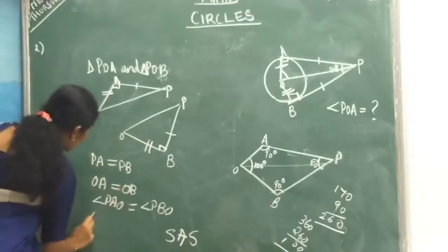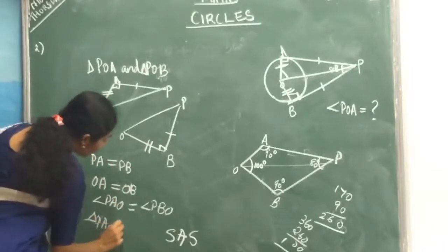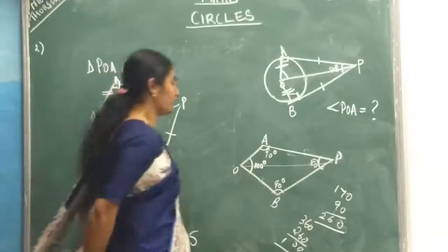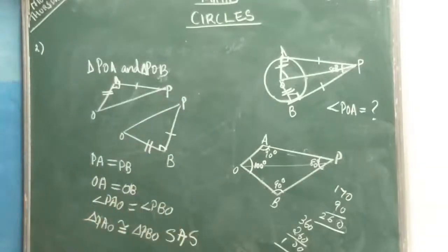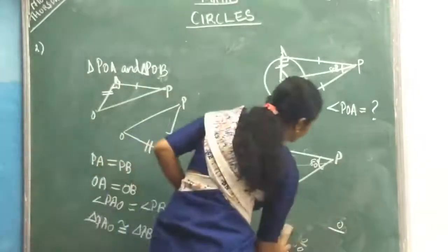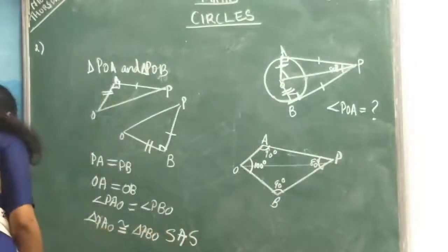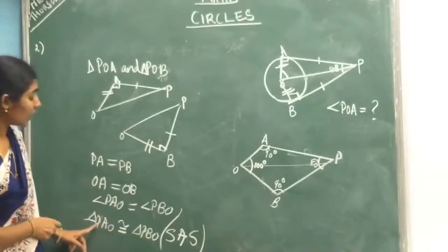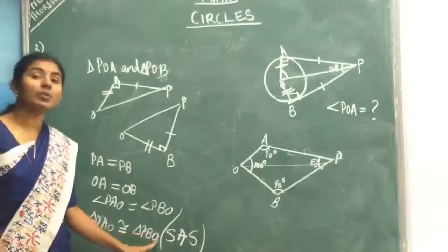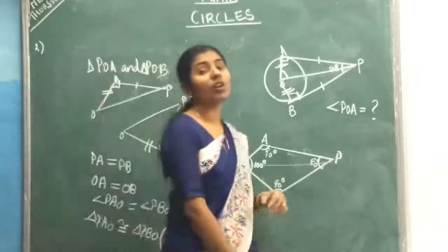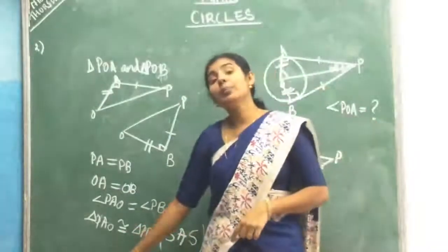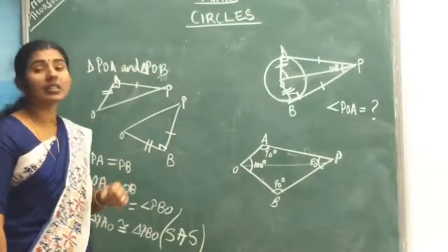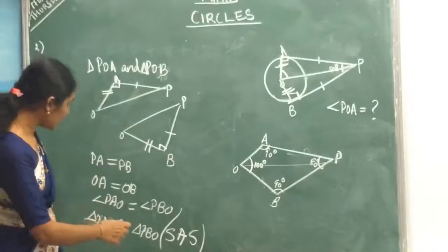So, what can you say? Triangle PAO congruent to triangle PBO. Now we see, we are getting triangle PAO congruent to triangle PBO. So, two triangles are congruent means what can you say? Corresponding parts are equal. Corresponding parts means corresponding sides, corresponding angles. They are all equal.